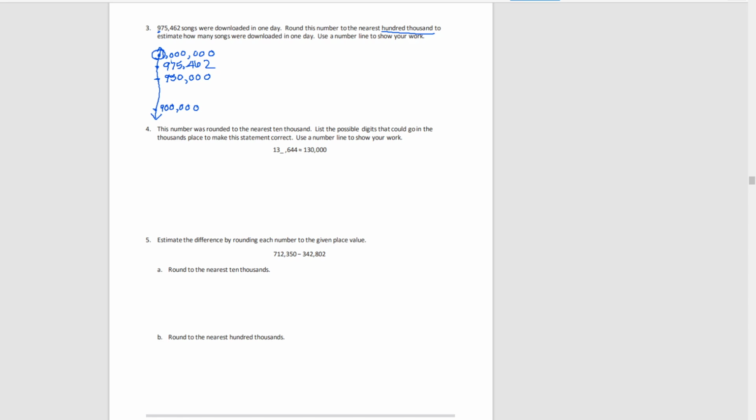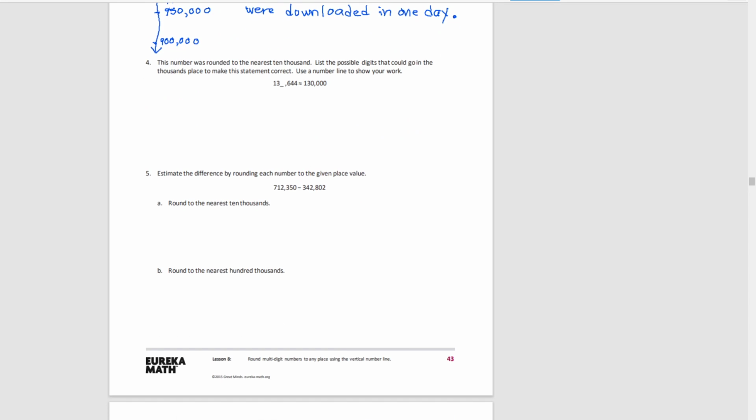And again, whenever we have a number problem that asks us a question in words, we need to answer in words. So the question was the estimate of how many songs were downloaded in one day. So when we're writing about an estimate, we say about 800,000 songs were downloaded in one day. We always answer a word problem with words. Okay, let's go on to number 4.